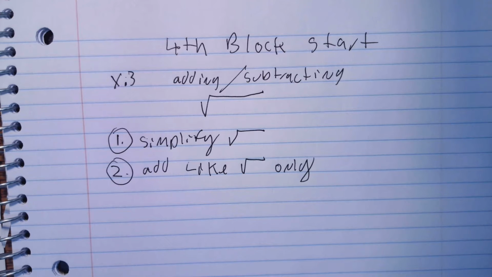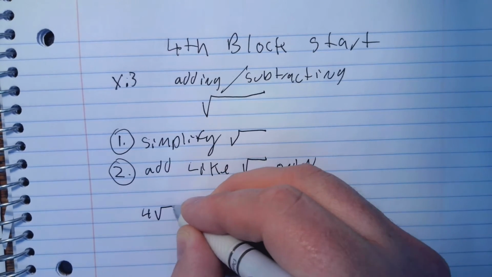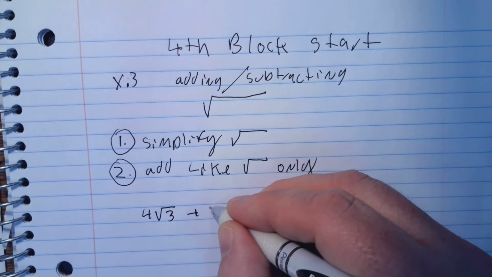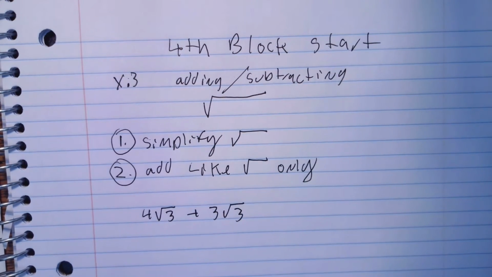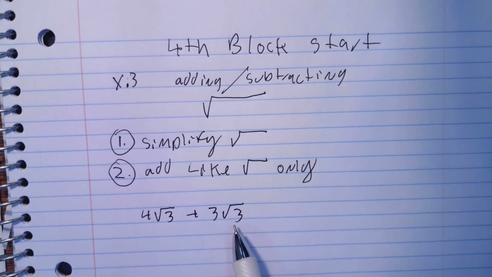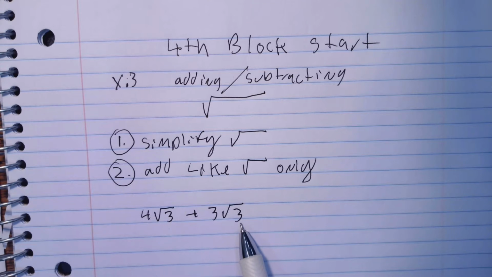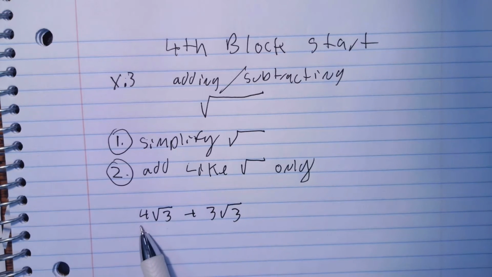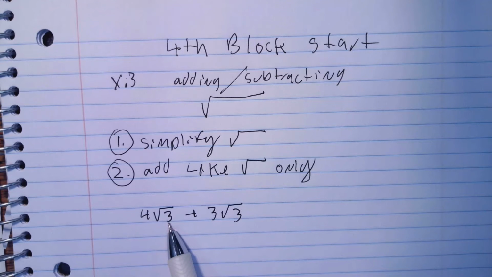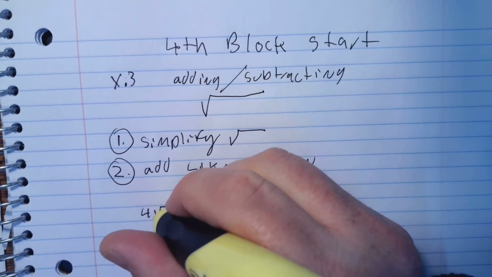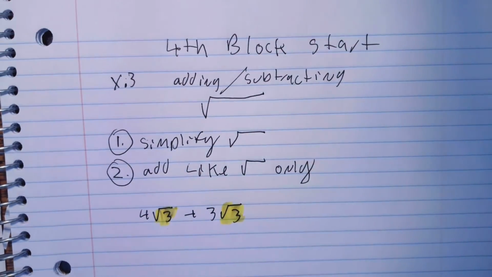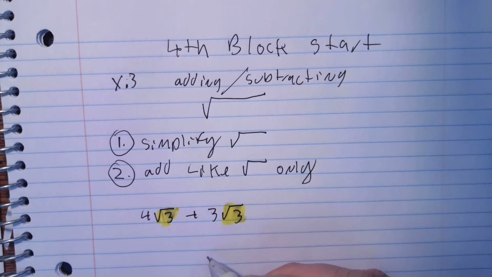Okay. And this is what I mean by that. Okay, do you think those are like radicals? Is radical 3 exactly the same as radical 3? Okay, the coefficients or the numbers out in front are different, yes. But these are what I'm talking about by like radicals. So if they're alike, we can add them. And this is how you add them. 4 plus 3 is?